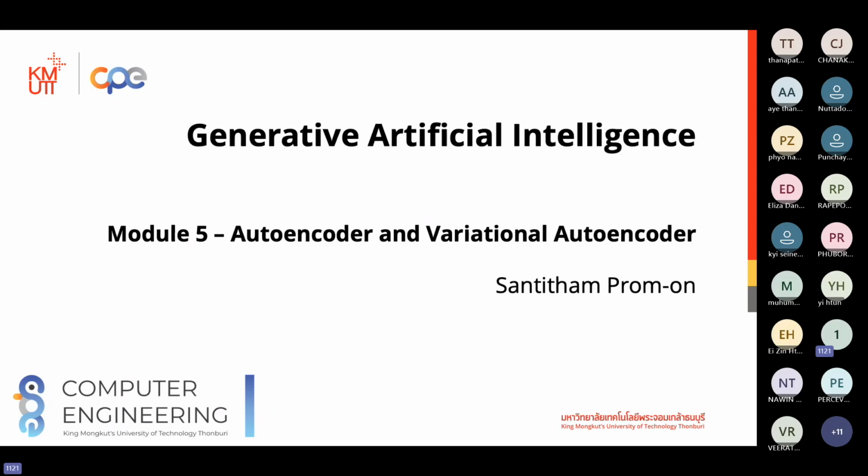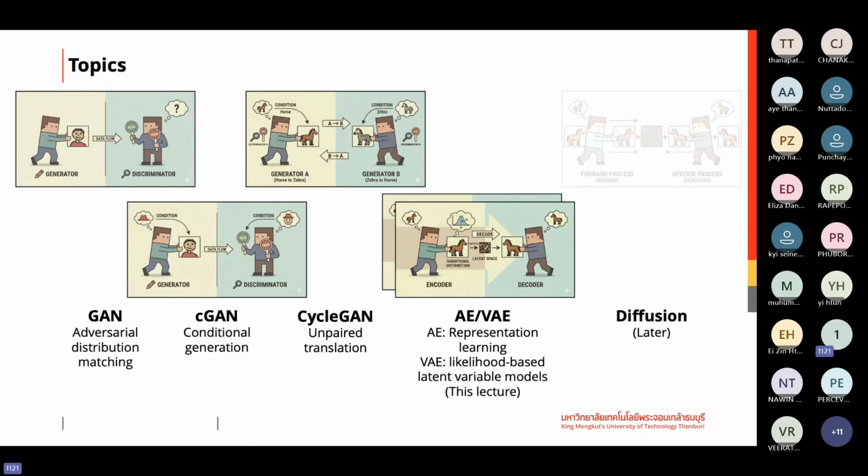Let's begin. Right, today's topic is on AE and VAE. Last time we learned about GAN, CGAN, and CycleGAN. In GAN, like the image suggested, these images are generated from Gemini. It's quite good in concept generation nowadays. So in GAN, you have generator and discriminator, and you train your generator to mimic the distribution of data.